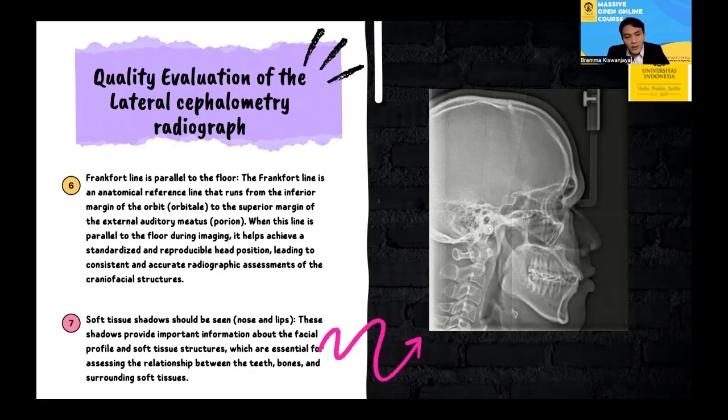Next, we'll look at the significance of soft tissue shadows, particularly the nose and lips. Proper visualization of the shadows aids in comprehensive analysis. These shadows provide important information about the facial profile and soft tissue structures, which are essential for assessing the relationship between the teeth, bones, and surrounding soft tissues.